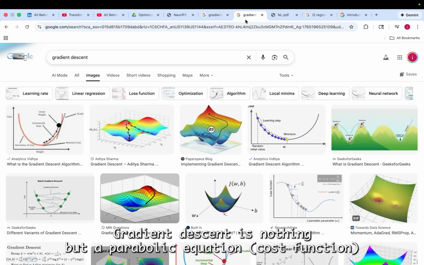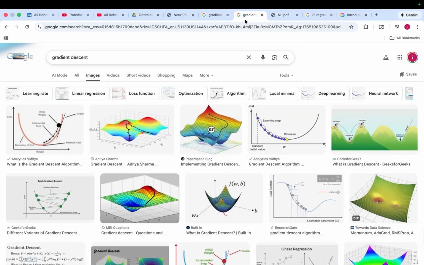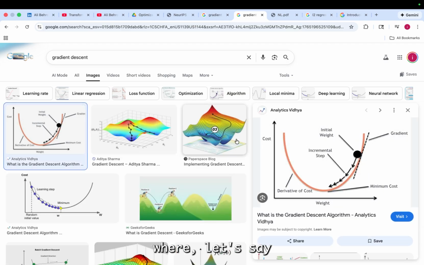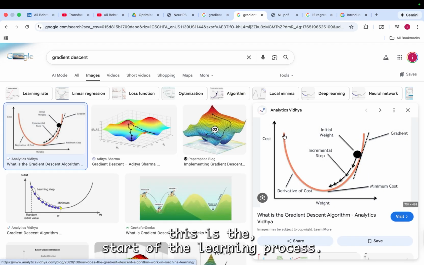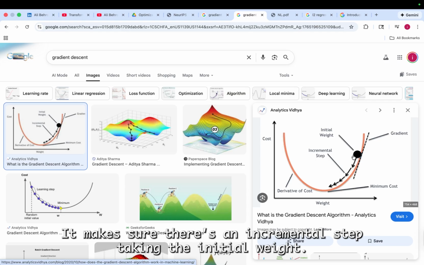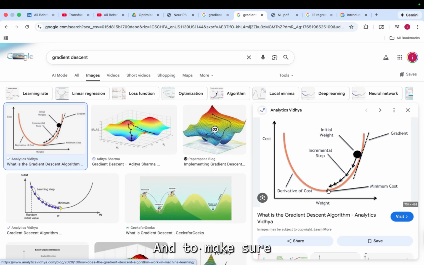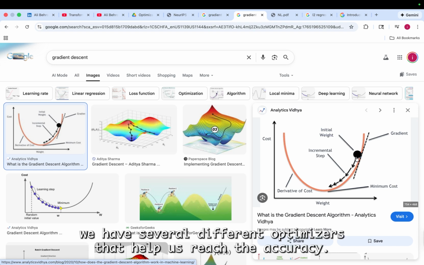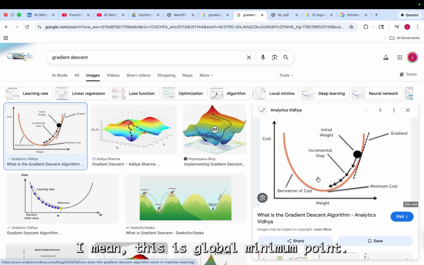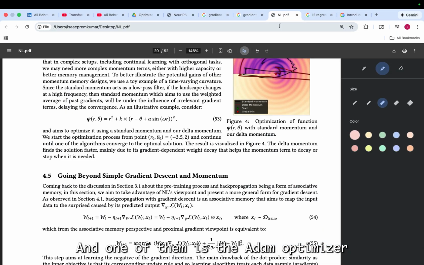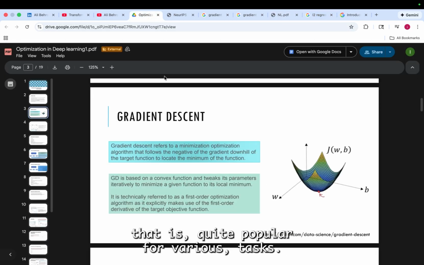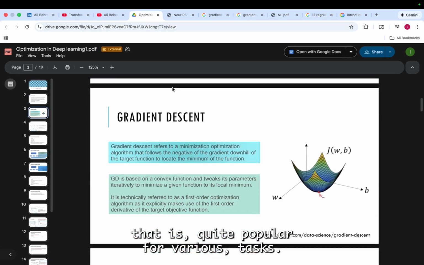Gradient descent is nothing but a parabolic equation where, let's say, this is the start of the learning process. It makes sure there's an incremental step, from the initial weight it reaches the global minimum point with the most minimal cost, and to make sure of this incremental step, we have several different optimizers that help us reach this global minimum point. And one of them is the Adam optimizer that is quite popular for various tasks.